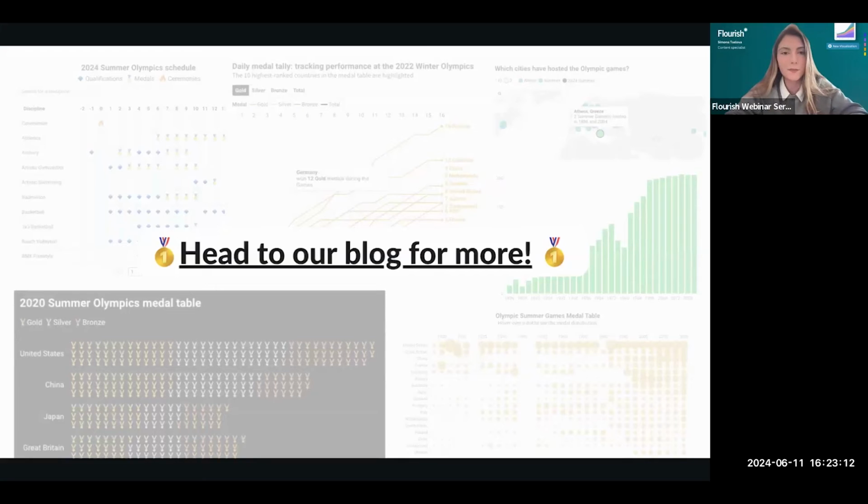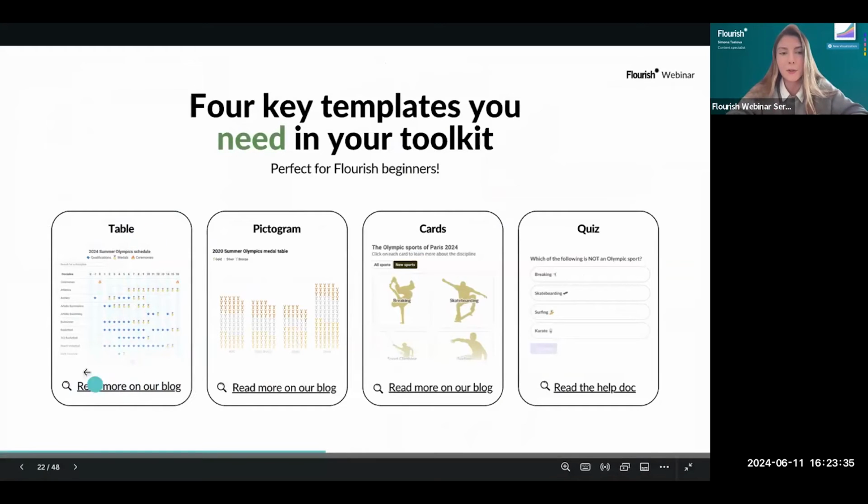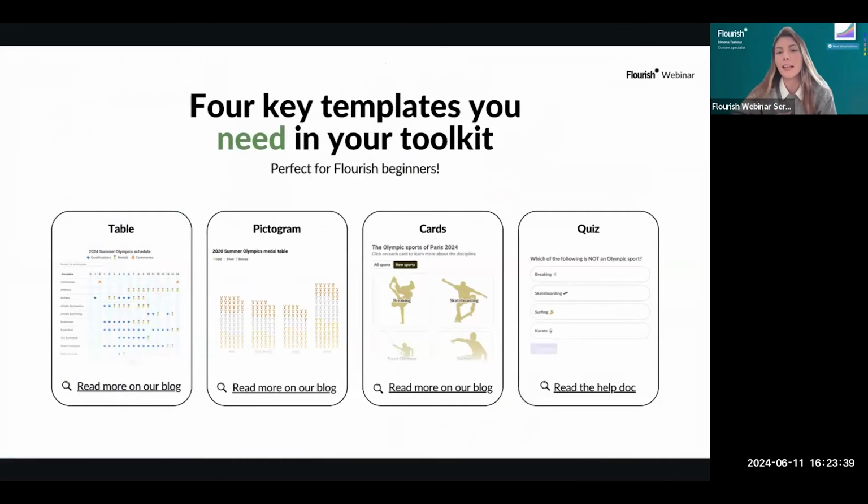But for the purposes of today's session, we're actually going to focus on 4 key templates that you might need in your toolkit. And the best news is that all these 4 templates are actually perfect for Flourish beginners. Starting with the table, this is our unsung hero for today's demo when it comes to the Olympics. You're going to see how you can create a table in Flourish and what is the special thing about our tables in particular and why we love them so much.